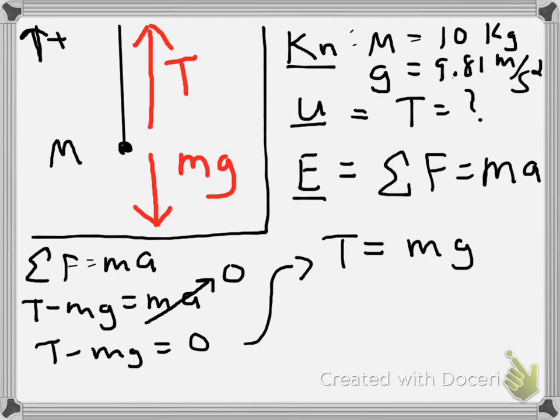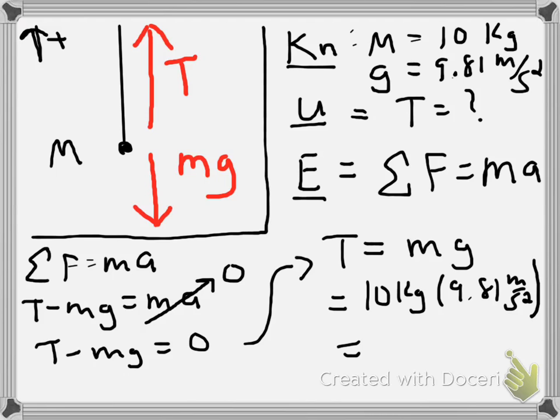So here is where I put in numbers. It's going to be 10 kilograms times 9.81 meters per second squared. And so the math is easy on this one. You're going to come up with a tension of 98.1 newtons.